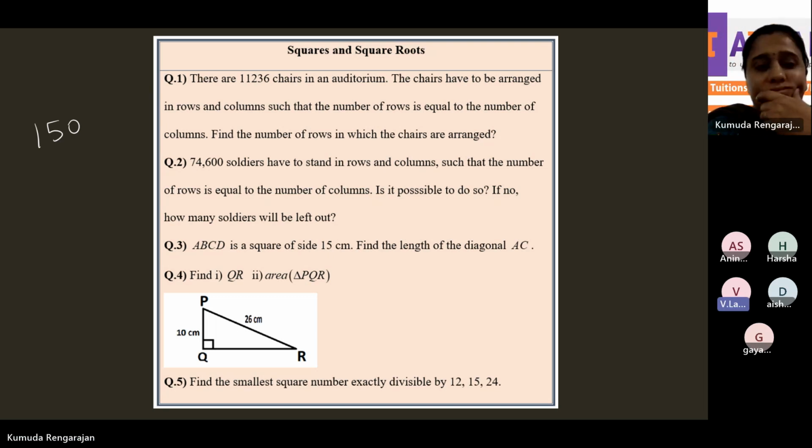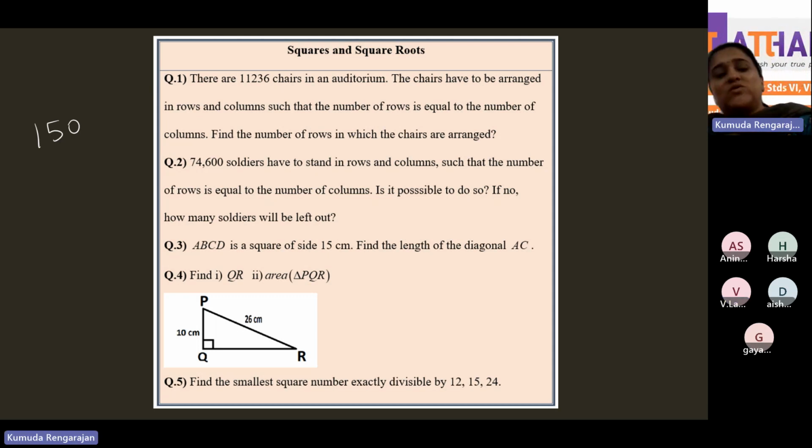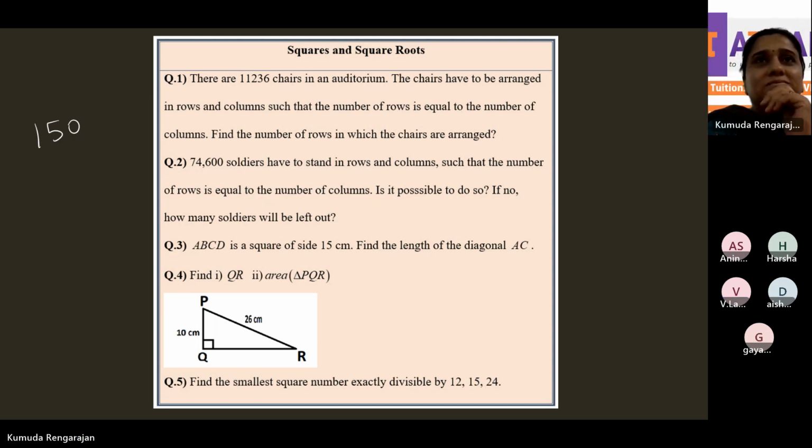Ma'am, 12 rows and 12 columns. 12 rows and 12 columns because 12 12s are 144. And how many children will be left out? 6. 6 children will be left out. They cannot be accommodated in the square.